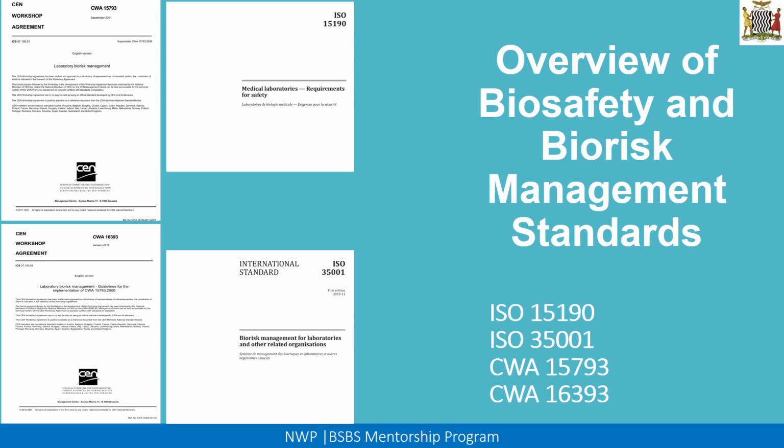So let's look at an overview of the biosafety and biorisk management standards. We're going to look at just four standards that you may use to implement a biorisk management program: the ISO 15190, the ISO 35001, the CWA 15793, and the CWA 16393. There are a lot of other standards available out there, but for the sake of this particular mentorship, we're going to concentrate on these.